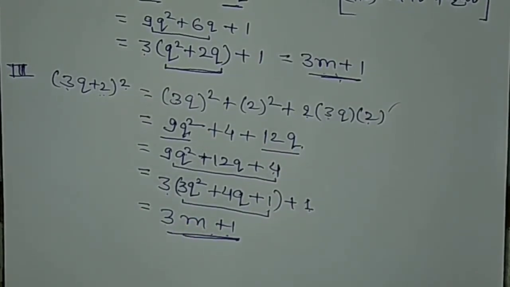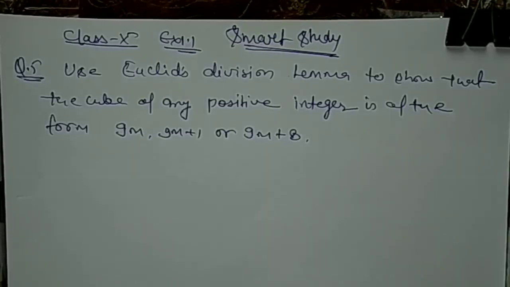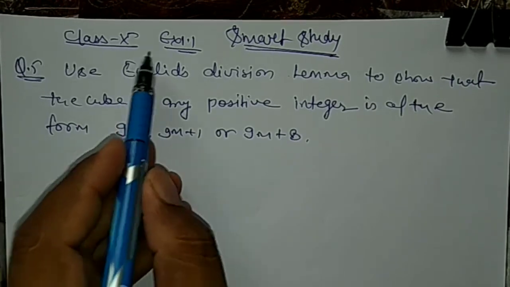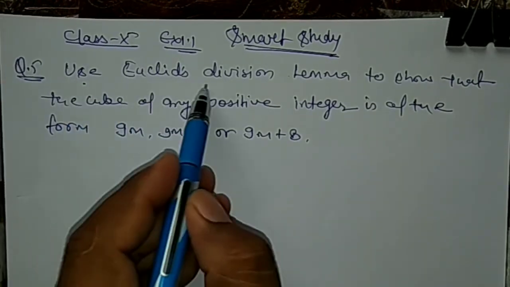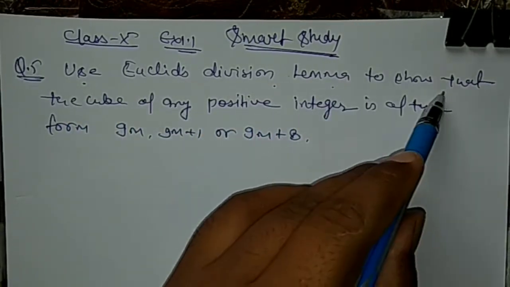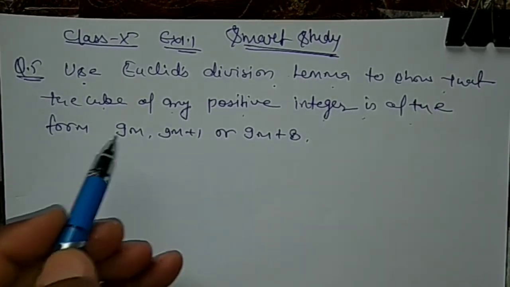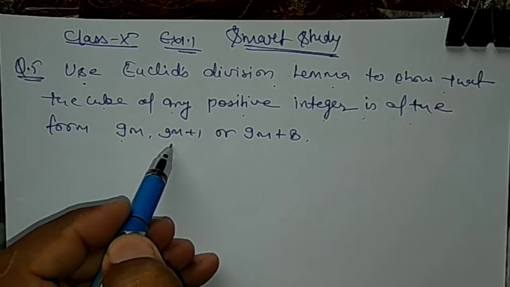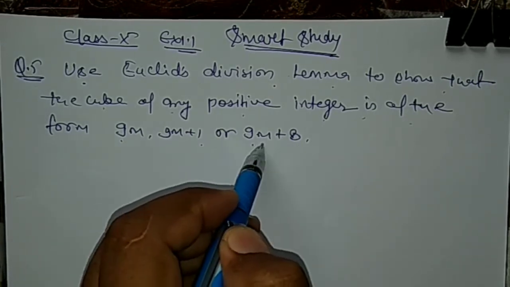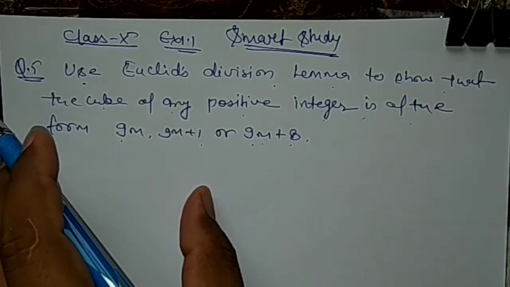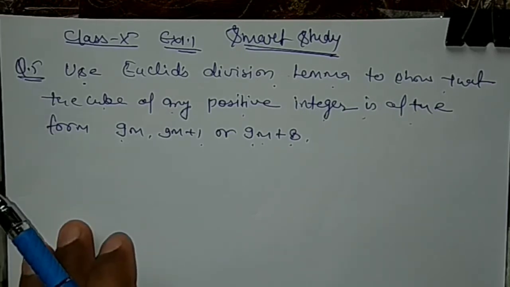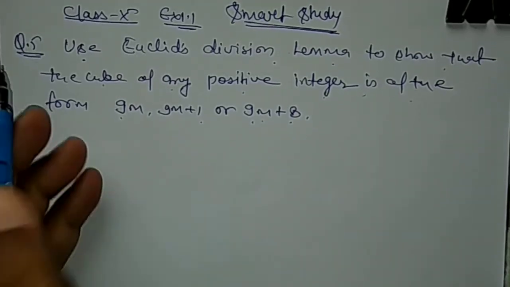Now come to question number 5 of exercise 1.1: use Euclid's division lemma to show that the cube of any positive integer is of the form 9m plus 1 or 9m plus 8. So how do we solve it? In the previous question we already saw it. It is the same approach here.